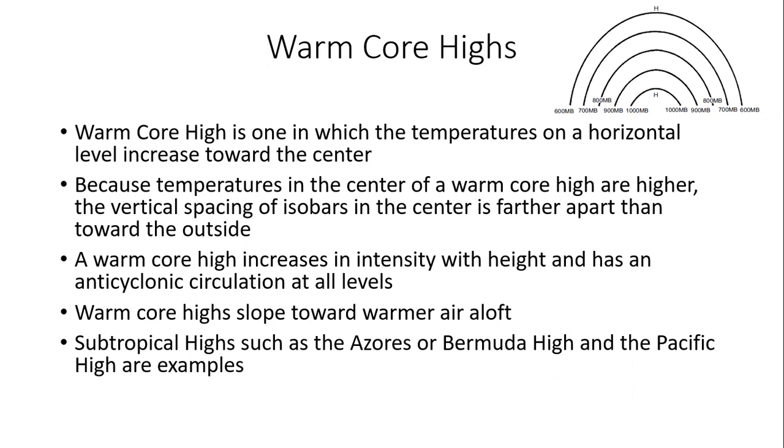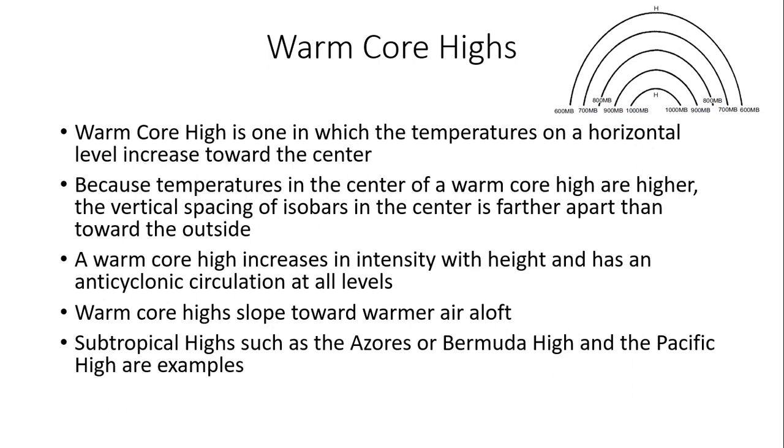All right, because temperatures in the center of the warm core high are highest, the vertical spacing of isobars in the center is farthest apart compared to the outside. So look at the solid black lines again, in the upper right-hand diagram. You notice how the spacing of those constant pressure surfaces is farther apart at the center of a warm core high. Now, a warm core high increases in intensity with height and has an anticyclonic, or high, circulation at all levels. Warm core highs are going to slope toward the warmest air aloft.